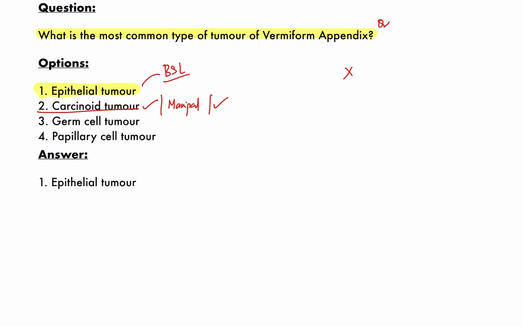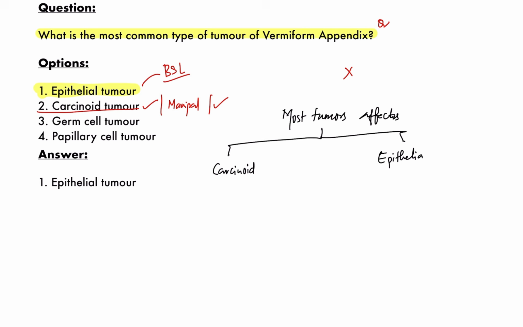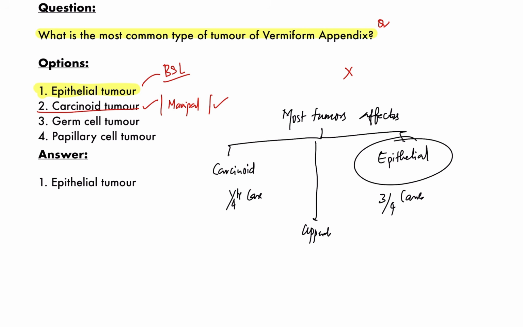Okay, so very clearly in Bailey and Love, it is mentioned, I will give you the statement. Most tumors, I'll write it down so that you will not forget. Most tumors affecting the vermiform appendix may be classified as either carcinoid or epithelial. Now, the latter group, epithelial, is seen in approximately 3/4 of the cases, whereas in 1/4 of the cases it is carcinoid. I am talking about pathological examination of appendicectomy specimens.